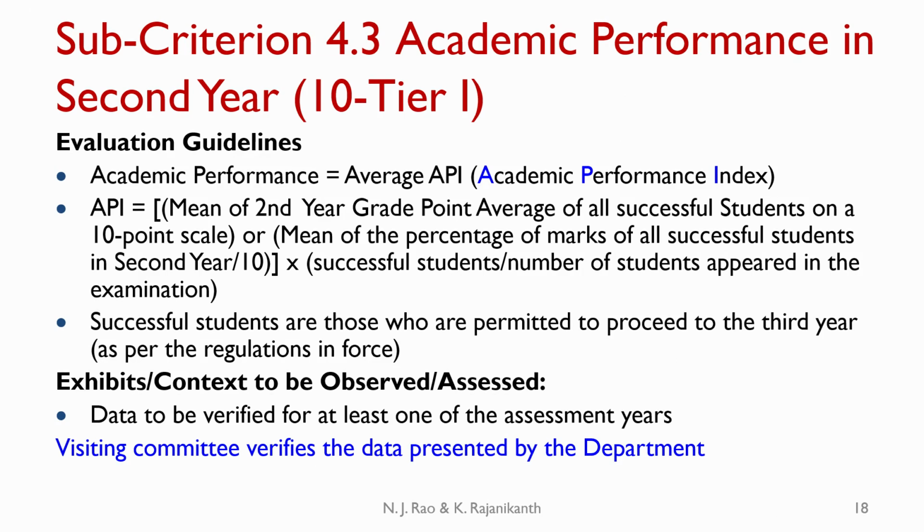See, there is a difference between the actual number of students in the second year and the number of students appeared in the examination. The number of students appeared in the exam may be less than the actual number because either they are absent for some health reasons, or some students do not have the required attendance. In that case, they would not be permitted. So, what we are interested in, the number of students actually appeared in the examination, is important. And once again the visiting committee will verify data for at least one of the assessment years and award marks for that.